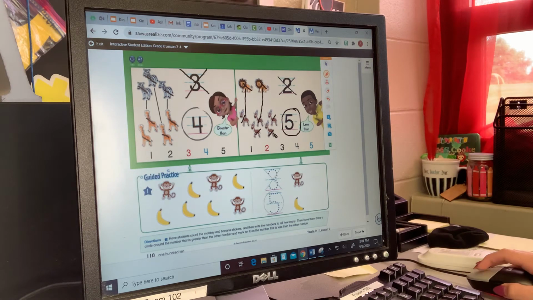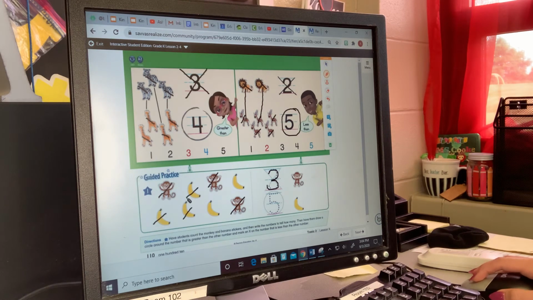So for our first guided practice, I have some more stickers. So I have some monkey stickers and I have some bananas. So we need to count to see how many monkey stickers we have. So remember, as we count, we cross them out. 1, 2, 3. So I'm going to write in my very nice, neat handwriting. Now it's not going to be perfect because I'm using a mouse. I wrote the number 3.